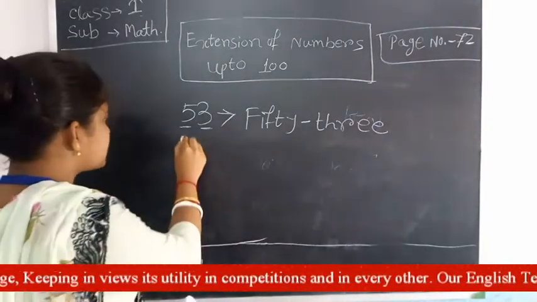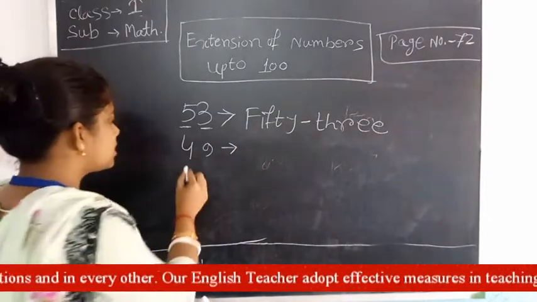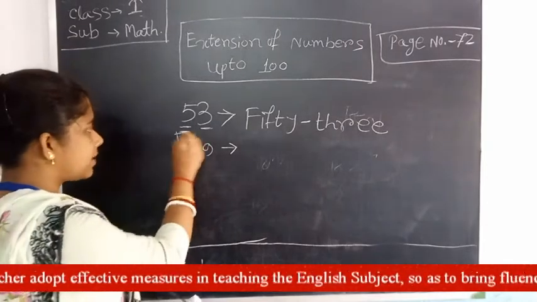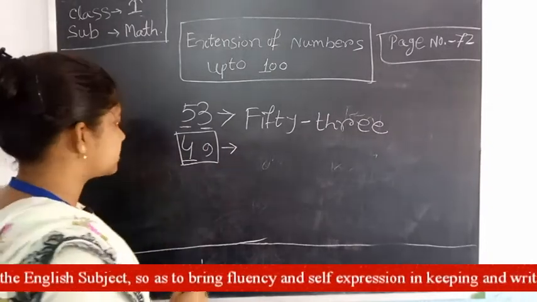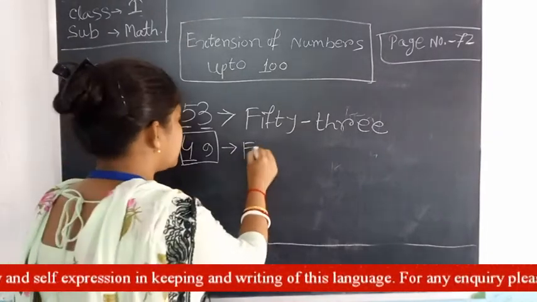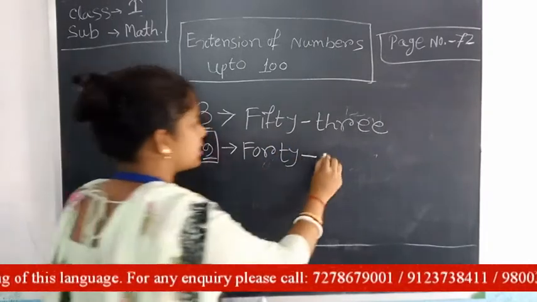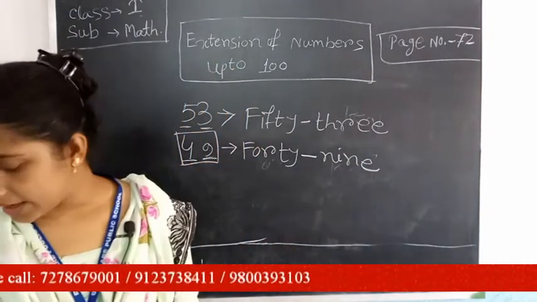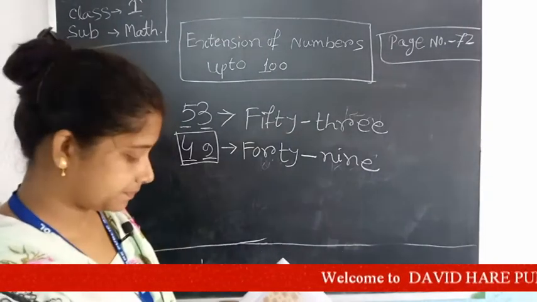And the second is 49. So here the first digit is 4. So obviously the number is from the group of 40s. So at first write the 40 spelling. F-O-R-T-Y, 40, and then 9, N-I-N-E, 9. And similarly you can recognize all the number names.